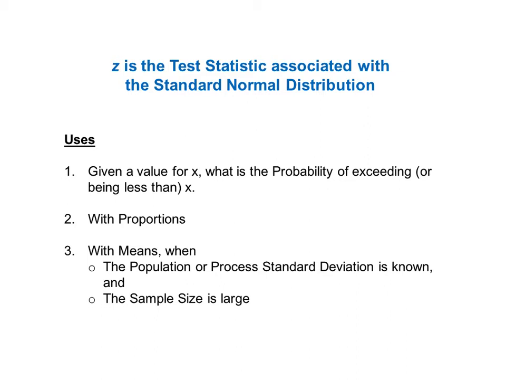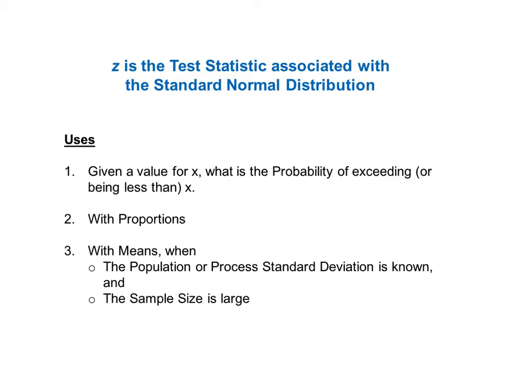For data which is normally distributed, z can be used to determine the probability of exceeding or of being less than a specified value of x. As will be shown in the video on proportions, z can be used to give a confidence interval of a population or process proportion. Z can also be used in a hypothesis test of the difference in proportions between 2 populations. With means, you're better off using the test statistic t.